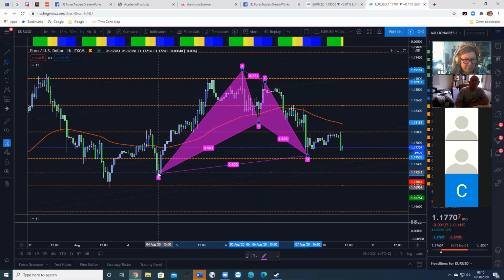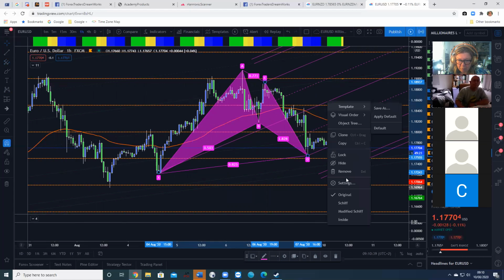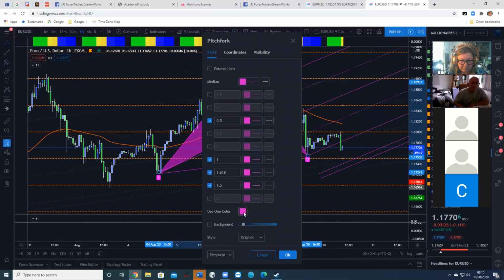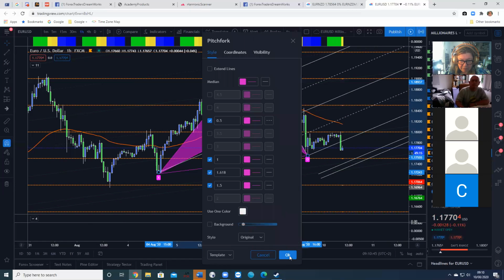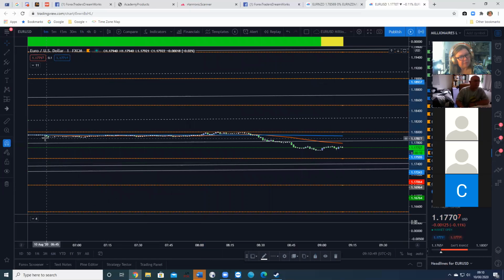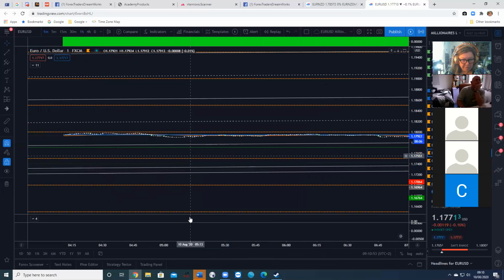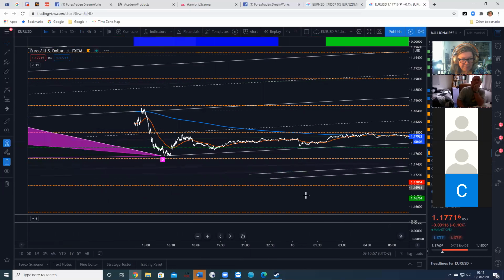Once you've got that on, come back over here and get your pitchfork. Same thing again with the magnet on. X to C to D and make sure it locks onto the end of the wicks. I like my latest scans in white. Pitchforks. And then once that's on, we come down to the 1 minute, and just make sure it's locked on to the lowest point.